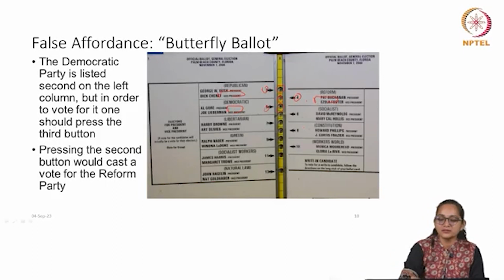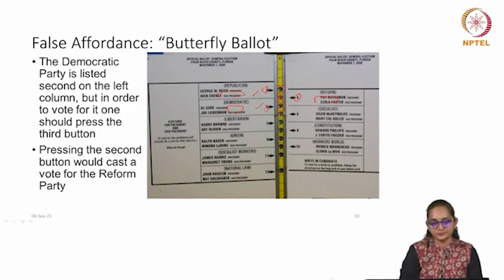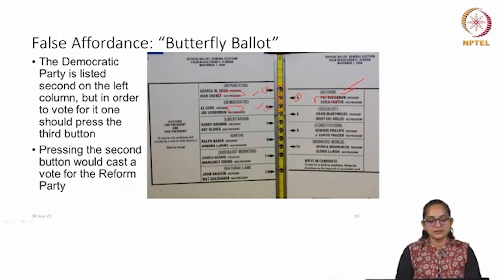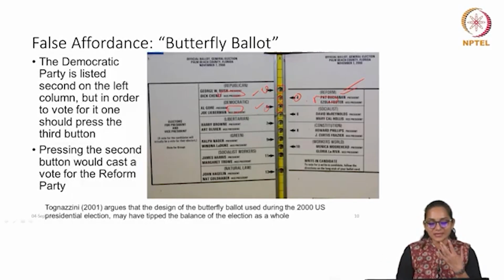However, just by looking at this list, it seems that first is Republican, second is Democrat. And pressing the second button would cast a vote to the Reform Party, this one. But a lot of people who wanted to go with the Democratic Party mistakenly pressed the second button and voted for the Reform Party instead. And this is actually documented in a paper. I am not citing anecdotal issues.